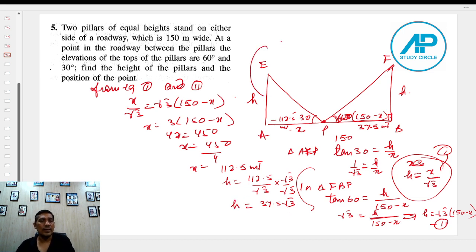So this value is 37.5 root 3, that is 37.5 into 1.732. This gives you 64.95 meters. The height of both the pillars is the same. I hope the question is clear. Slightly complicated calculations are there in these questions. You need to be very careful about these questions in this manner. I hope I am getting clear to you.